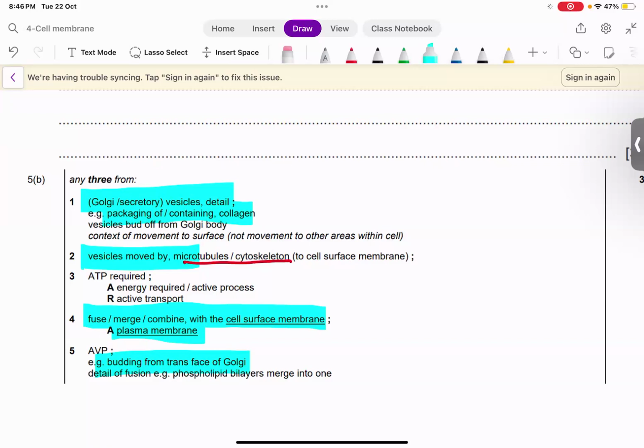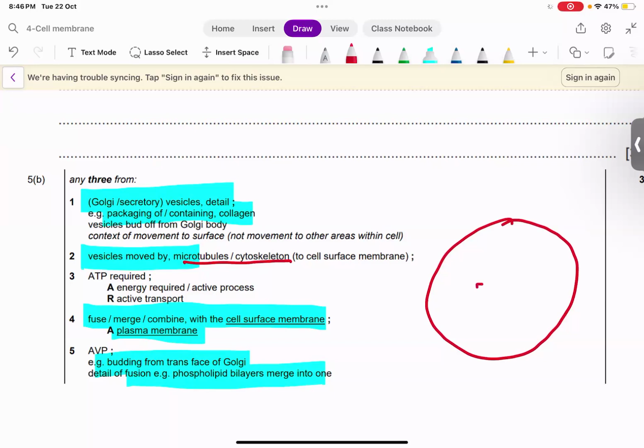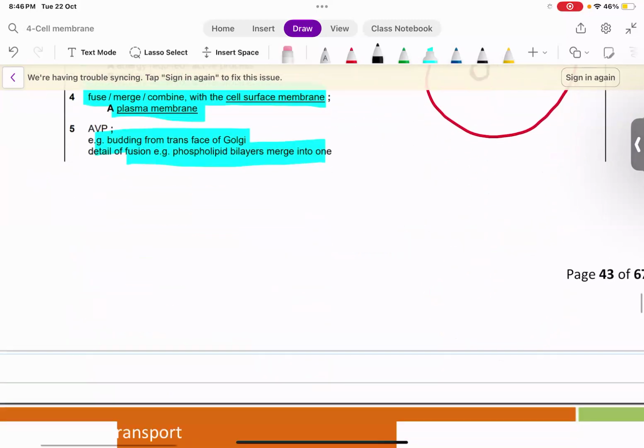What about the details of fusion, where the phospholipid bilayers merge into one? You see this last point: if this is, for example, an animal cell, and this is a Golgi vesicle which fuses with it, then its contents are expelled out. So here you see how this fusion takes place. The phospholipid bilayers present in the membrane of the vesicle and the cell surface membrane fuse with each other. We'll discuss that in another question in detail.